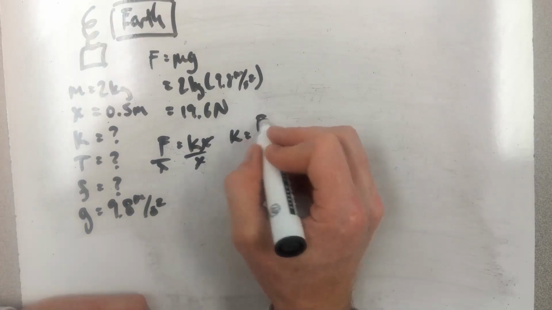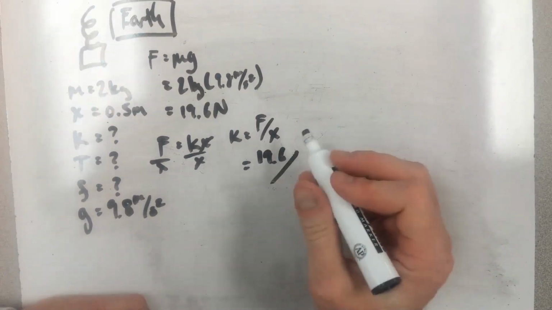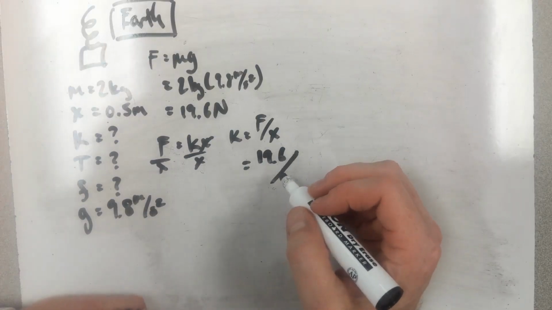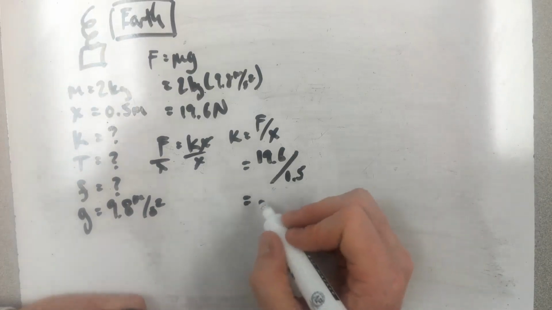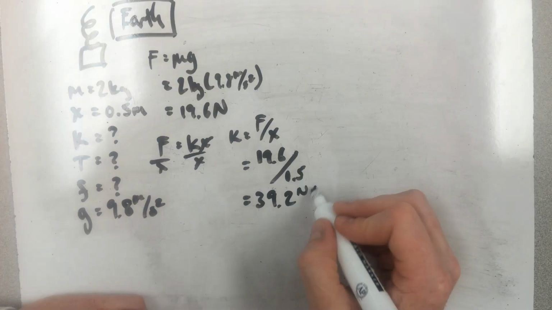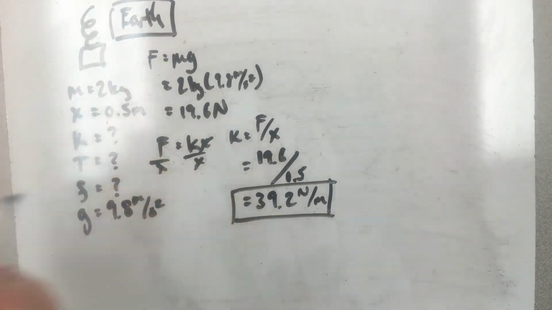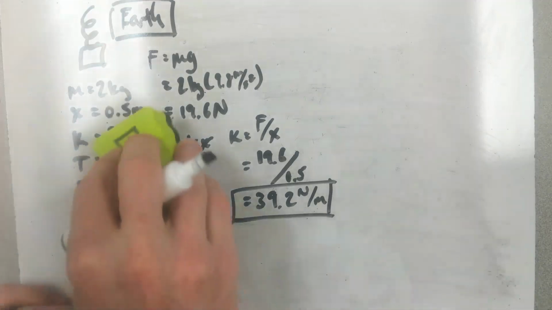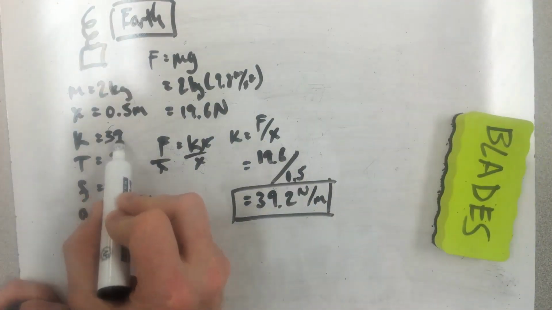F is also equal to kx, but we're solving for k, so divide both sides by x. K is equal to F over x, or 19.6 divided by 0.5, or times 2, 39.2 newtons per meter. Boom, there we go. Actually, let me make sure I did that right. Yep. So K is pretty easy.